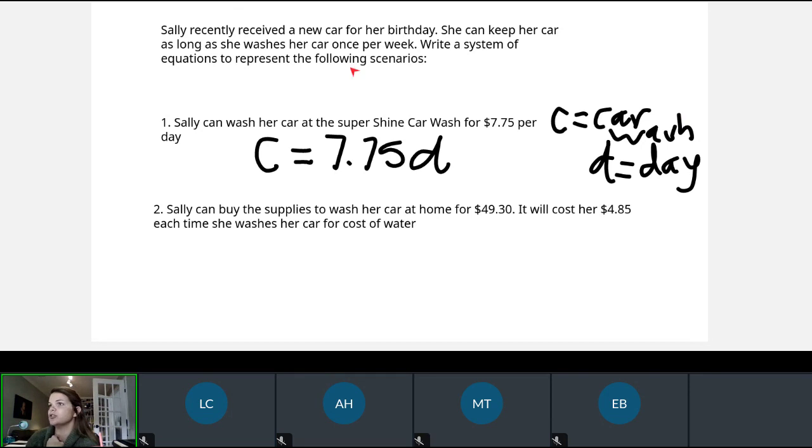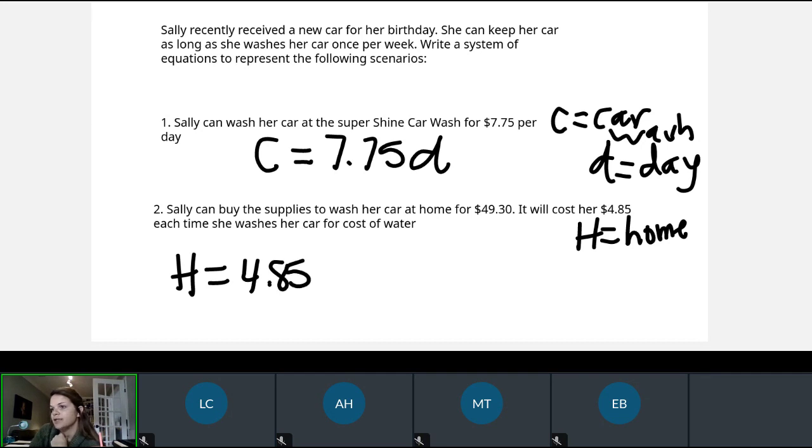Okay, for Sally to wash her car at home. I'm going to let H equal home. So the total cost of Sally washing at home equals $4.85 each day she washes her car. I'm using the same variable.